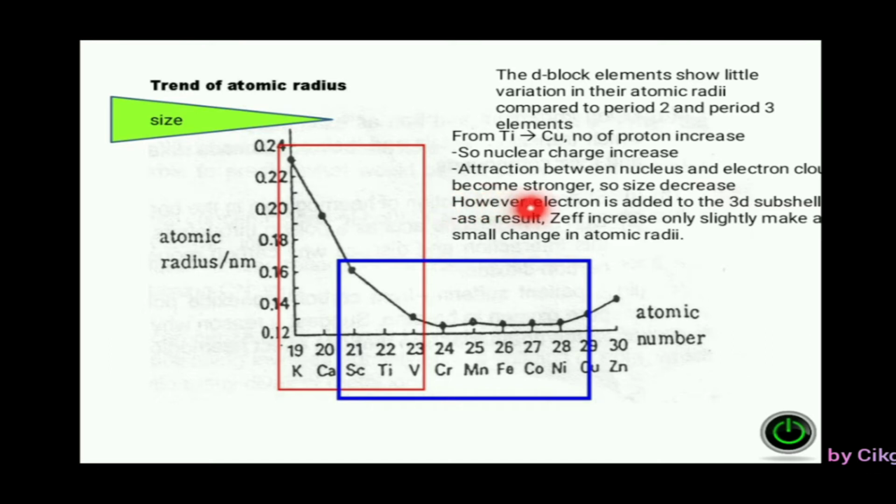However, the electron is added to the 3d subshell. That one refers to the transition elements. We just add the electron to the 3d subshell. As a result, the effective nuclear charge increases only slightly, which makes a small change in atomic radius. That's why for transition elements, the curve is only slightly decreasing. So here is the trend of atomic radius of transition elements.